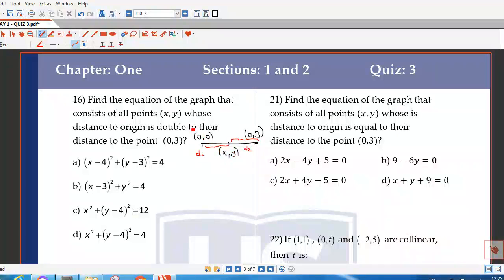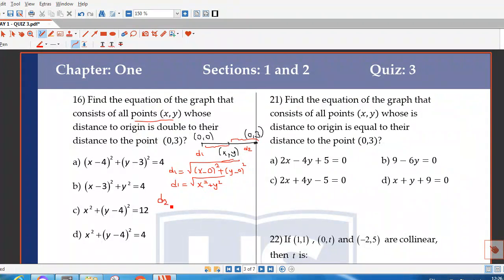How do I understand this? The points xy whose distance to origin is double their distance to (0, 3), all xy. So let me calculate each distance one by one. We should remember how to find distance between 2 points. Difference of x minus 0 to the power of 2 plus y minus 0 to the power of 2, and d1 becomes square root of x squared plus y squared.